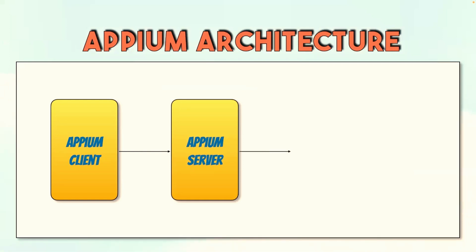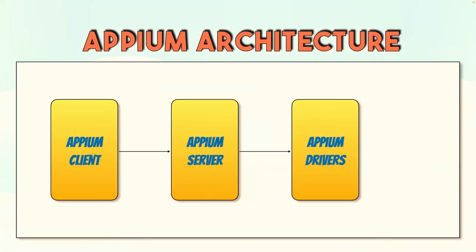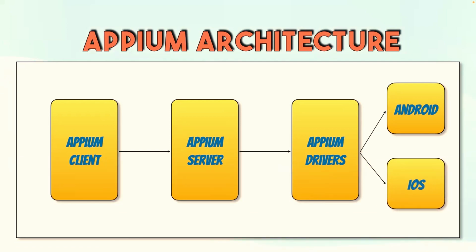Appium server first processes the capabilities and identifies on which Appium driver these capabilities and commands should get executed. Once the Appium driver has been identified, it will start the Appium session on that particular platform. It can be Android platform or iOS platform.